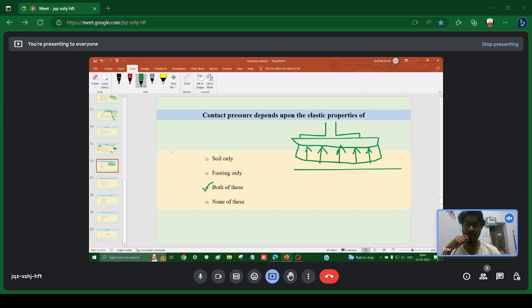And if there is any doubt regarding this, in that chapter on contact pressures, I have given four separate problems of flexible and rigid footing, and sand and clays, and shown in every problem the type of variation of the contact pressure and the settlement. That video is on YouTube and also in the Google Drive. You can check and have a more vivid idea about this concept. So yes, contact pressure depends upon the elastic properties of both the soil and footing.